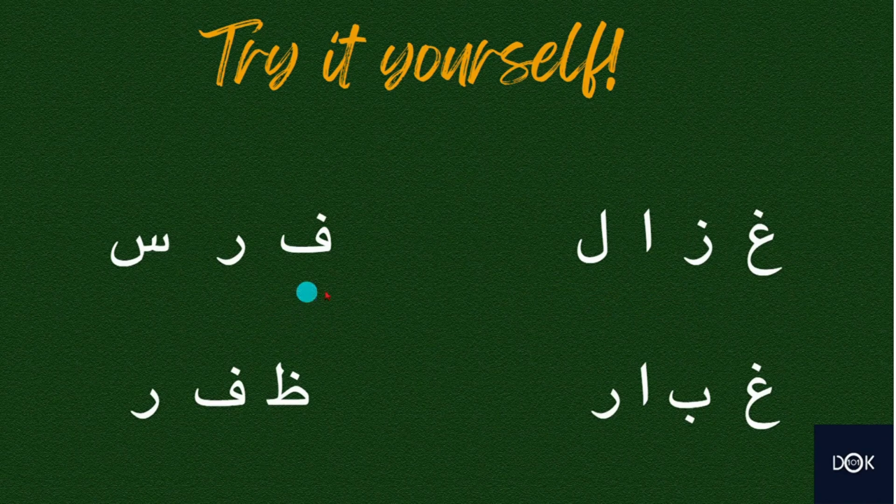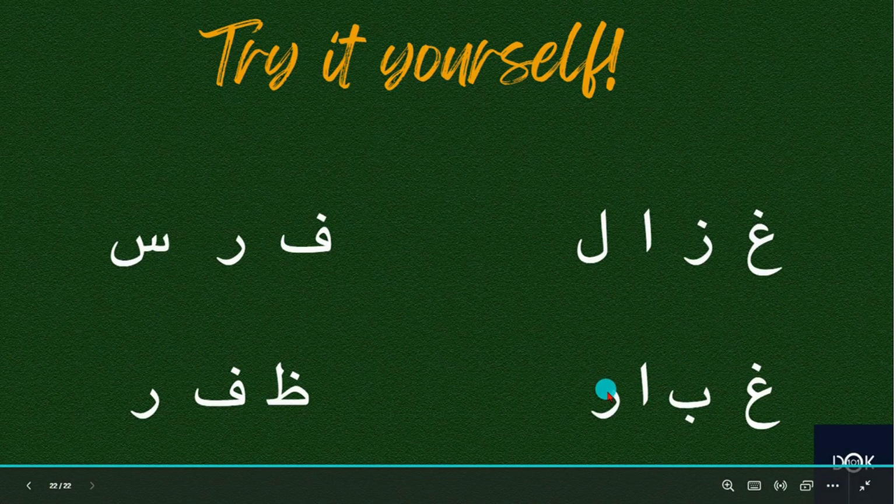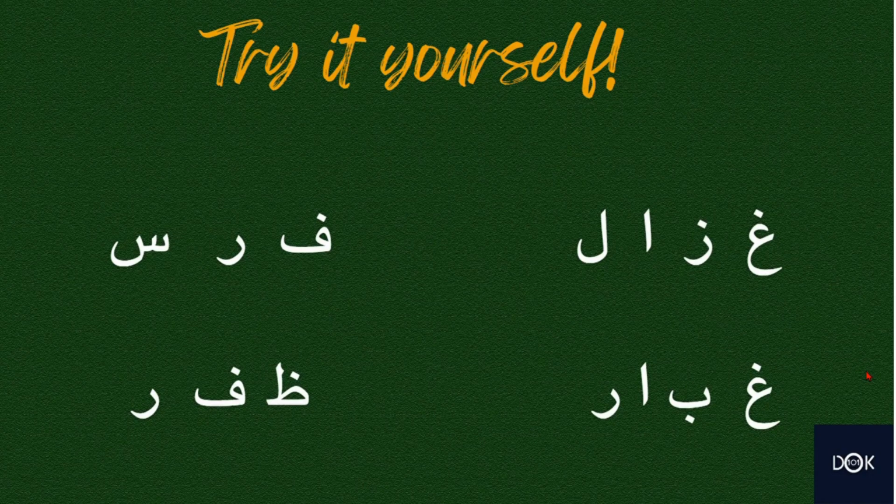The next word is faros, which is a horse. Fa, ro, sin. The next word is غبار, which is dust. غين, ba, alif, ra. The last word is ظفر, which is a fingernail. ظ, fa, ra. You will find the answers in the description below.